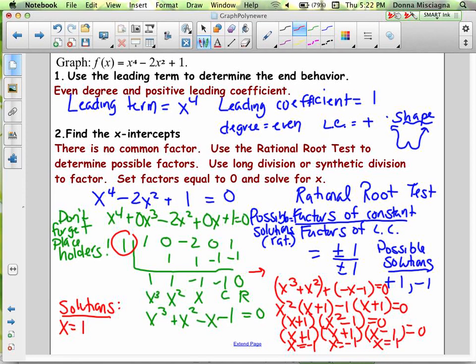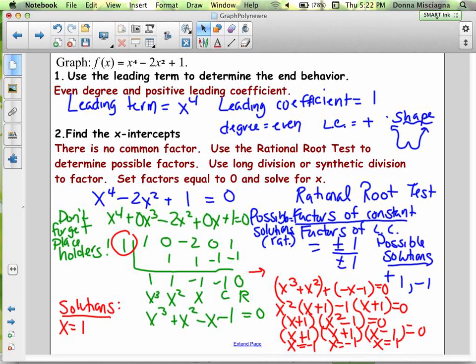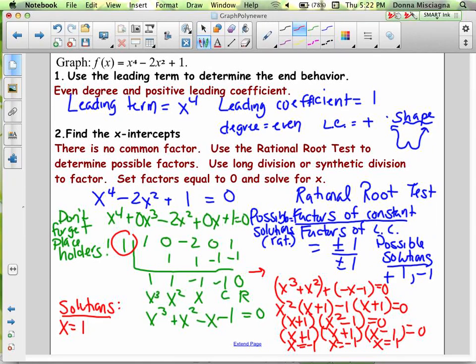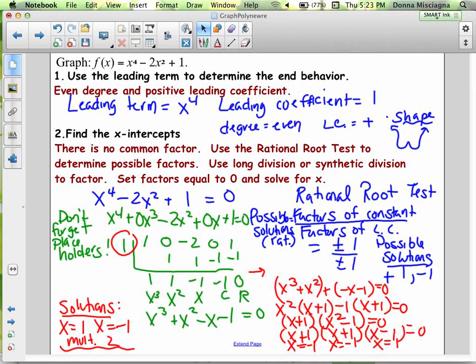So notice that all of our possible rational solutions were actual solutions. Both positive and negative 1 were solutions here. And not only are they solutions, but they're all solutions that appear twice. So our two solutions, x equals 1 and x equals negative 1, are both multiplicity 2. That's going to be important when we graph, because we know that our graph is going to do something different if we have multiplicity 2 than if we have multiplicity 1. Now that we've found our x-intercepts, we can get the rest of our information and graph.